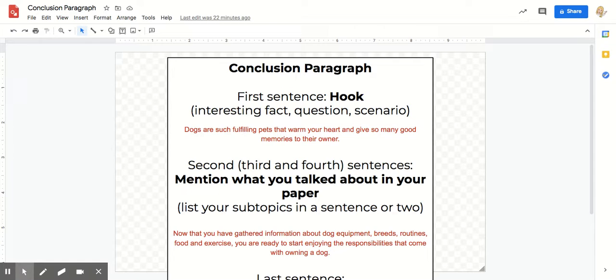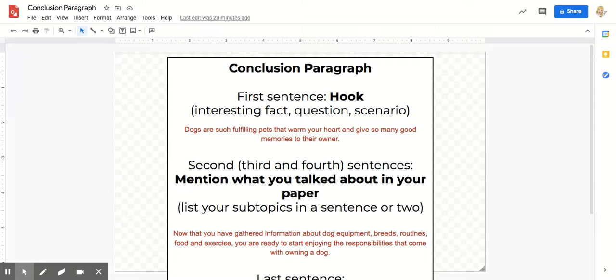So the first sentence of your conclusion paragraph, you're going to hook your readers in again. So dogs are such fulfilling pets that warm your heart and give so many good memories to their owner. Again, I chose to go the scenario route just to hook my reader in and give them that feel-good feeling of, yes, you need to buy a dog after reading my paper.